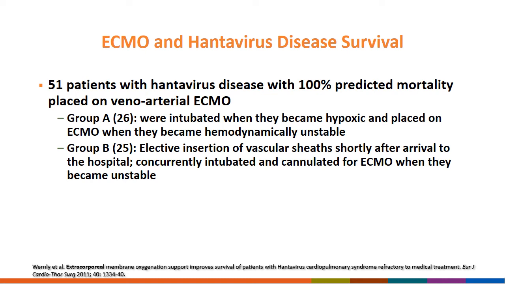The patients were divided into 2 groups. Group A consisted of 26 patients who were intubated when they became hypoxic and were not cannulated for ECMO until they became hemodynamically unstable. Group B consisted of 25 patients who had elective insertion of percutaneous vascular sheaths shortly after arrival in the hospital and were concurrently intubated and cannulated for ECMO when they became unstable.